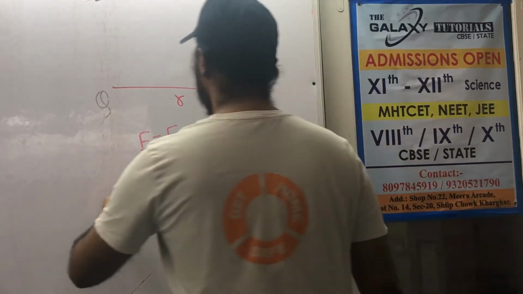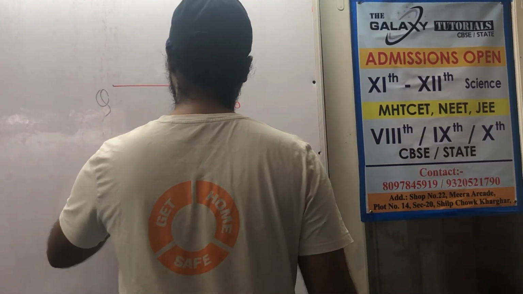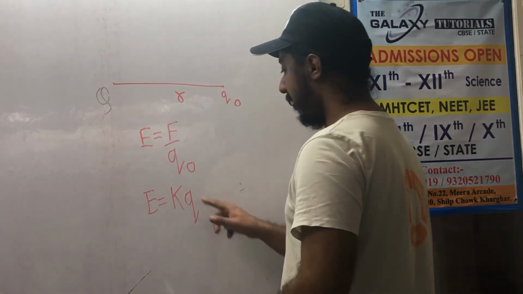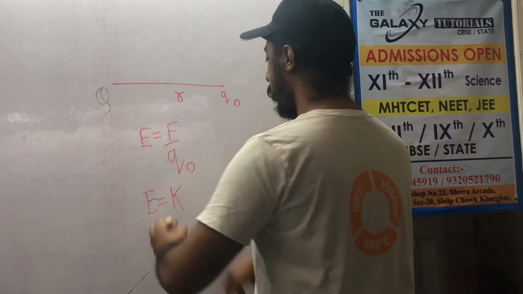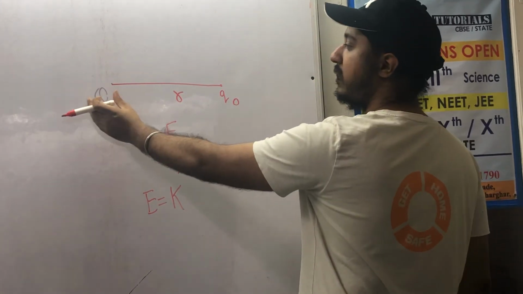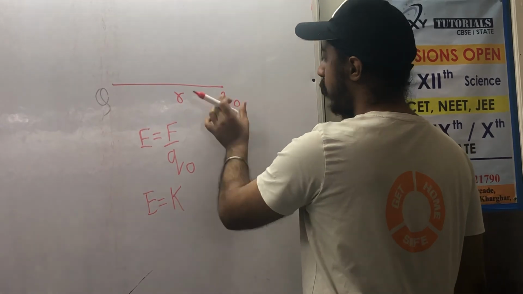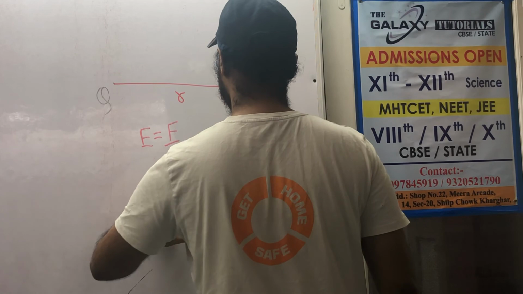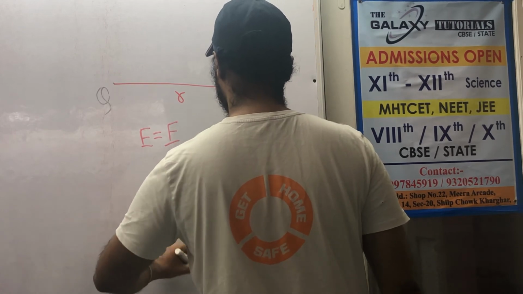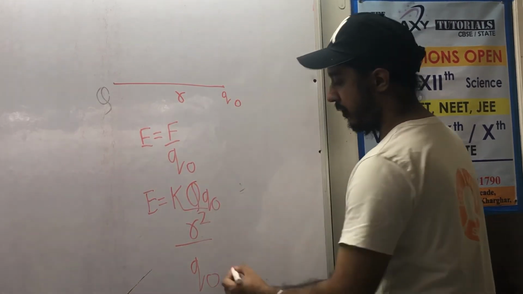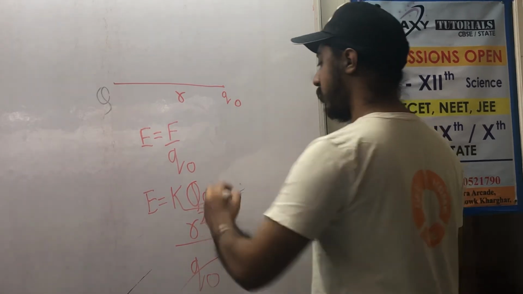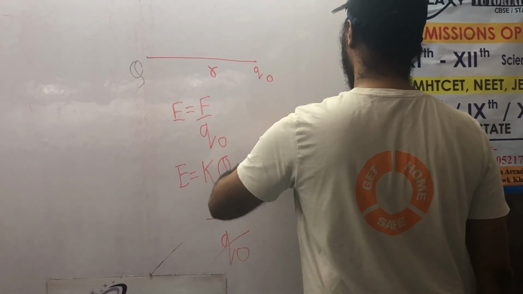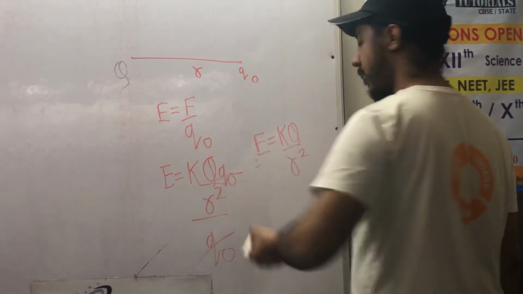Or you can write this as E is equal to F upon Q naught. What is F? F is K Q1 Q2 by R square. So Q1 is Q and Q2 is Q naught. Divided by Q naught, here this and this will cancel. So we get the electric field intensity as E equals K Q upon R square.